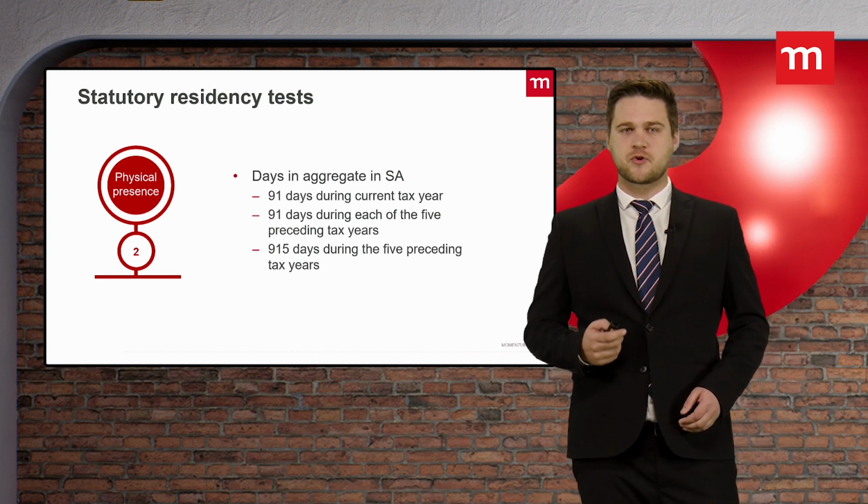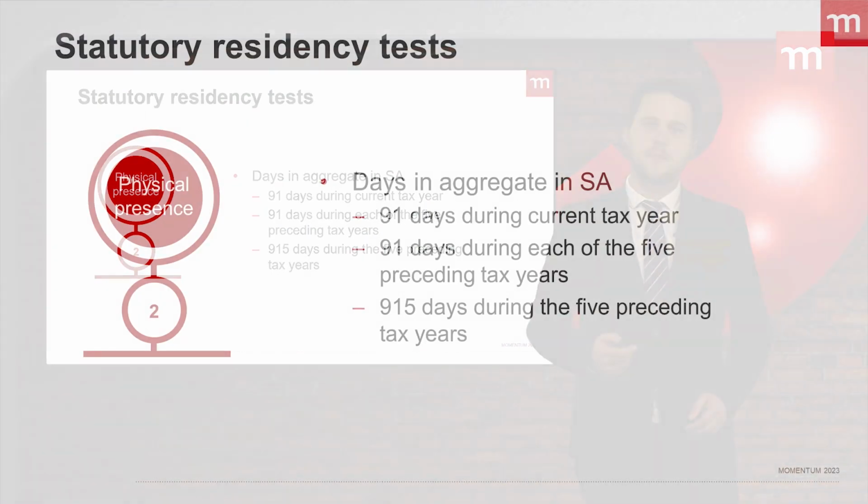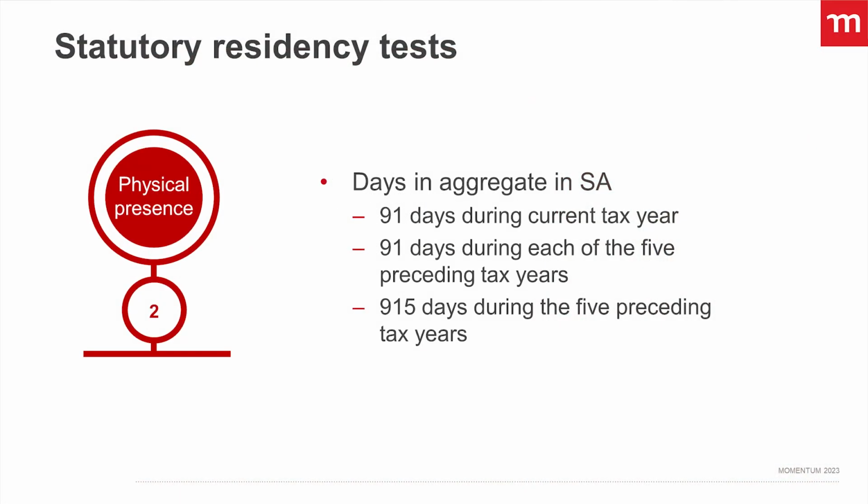Let's take a look at the requirements for the physical presence test. The person needs to have been physically present in South Africa for at least 91 days in aggregate during the relevant tax year, and 91 days in aggregate during each of the 5 preceding tax years, and 915 days in aggregate during the 5 preceding tax years. If all 3 requirements are met, the person will be a South African tax resident.